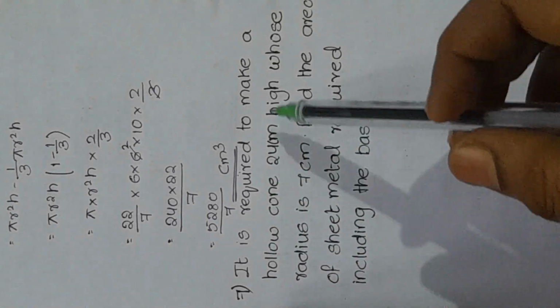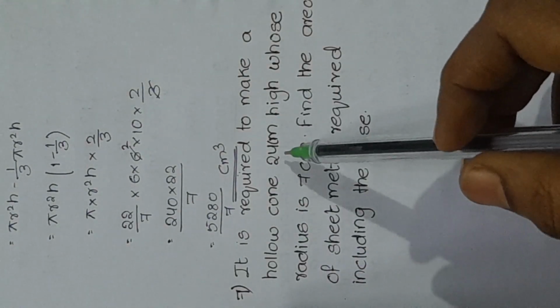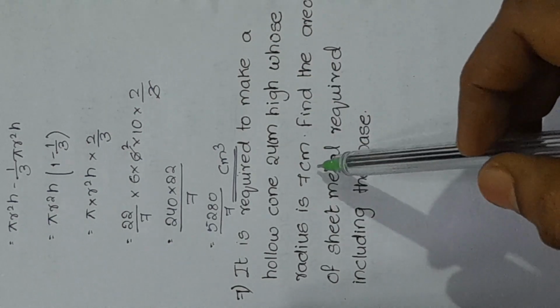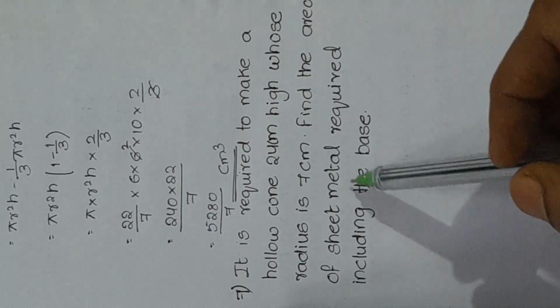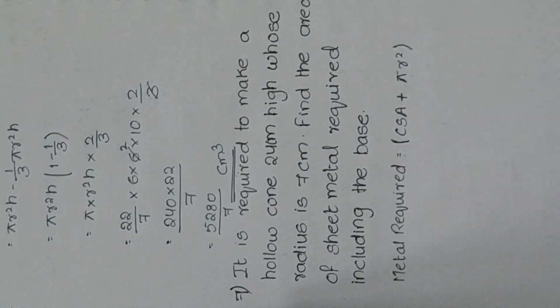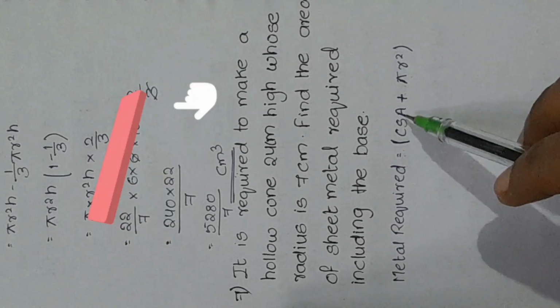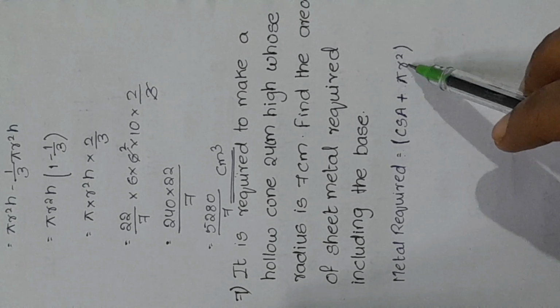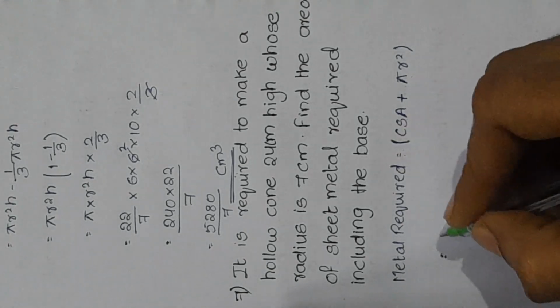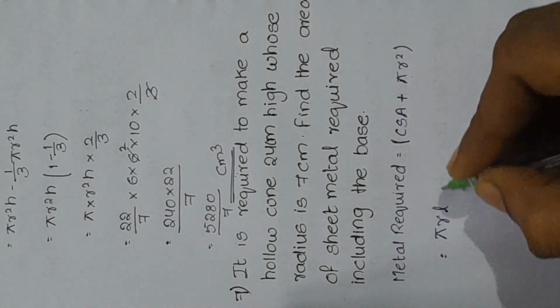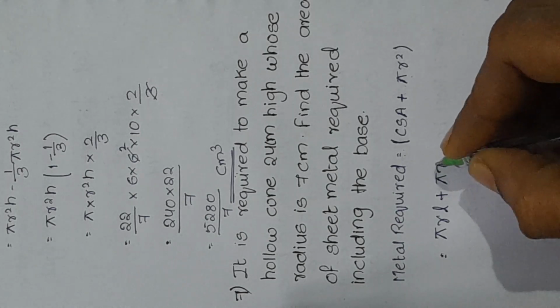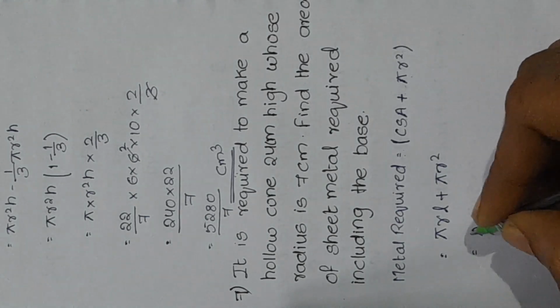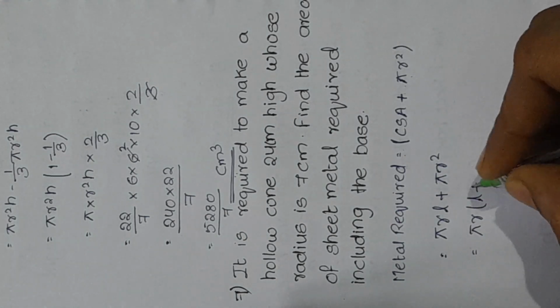Seventh question: it is required to make a hollow cone of 24 centimeters high whose radius is 7 centimeters. Find the area of the sheet metal required including the base. The metal required is curved surface area plus pi r square. Here the base is a circle, so area of the circle is pi r square. The curved surface area formula is pi r L, where L is the slant height, plus pi r square. Taking pi r common, pi r into L plus r.